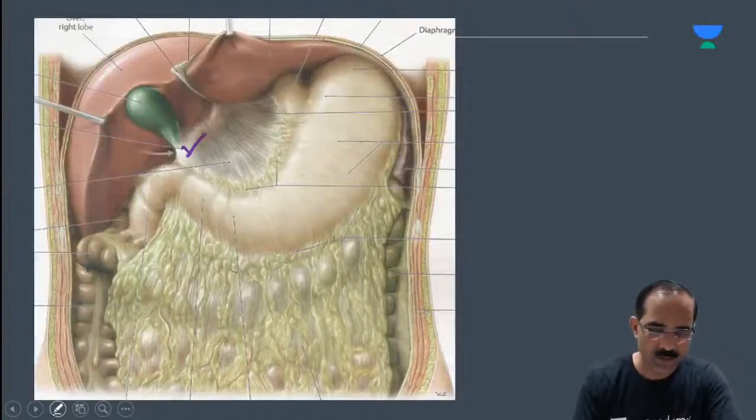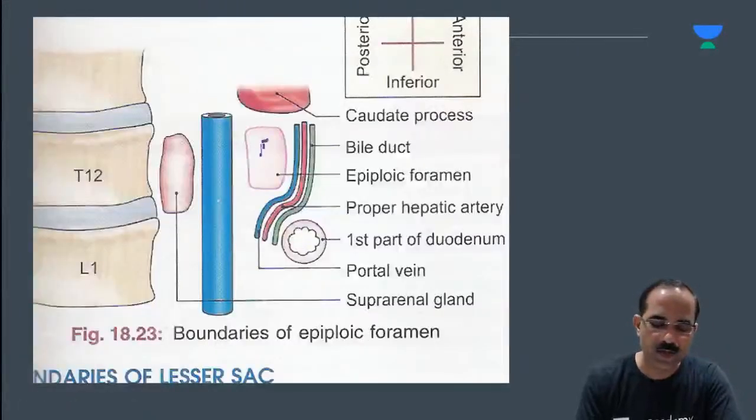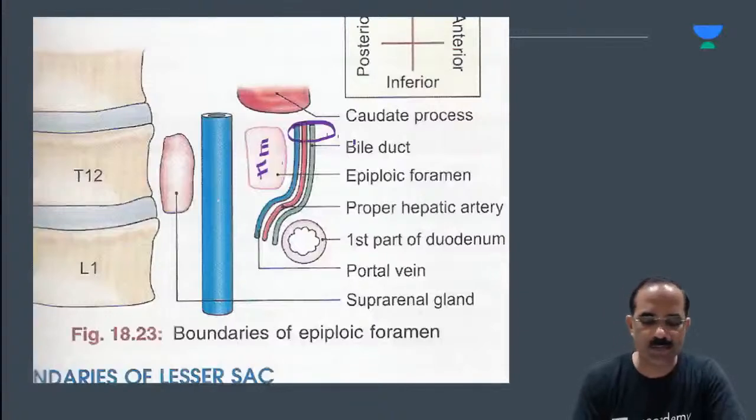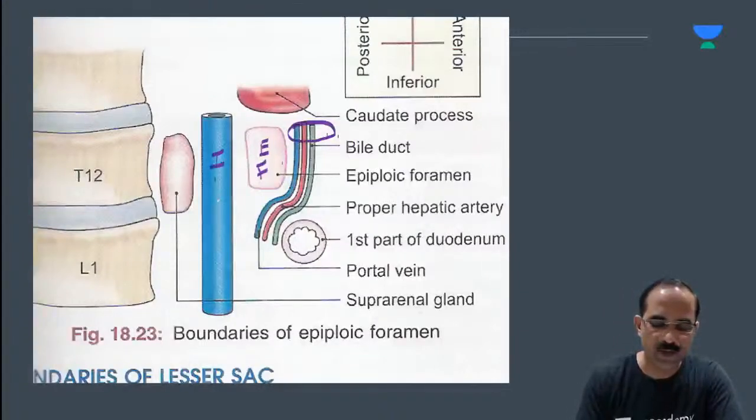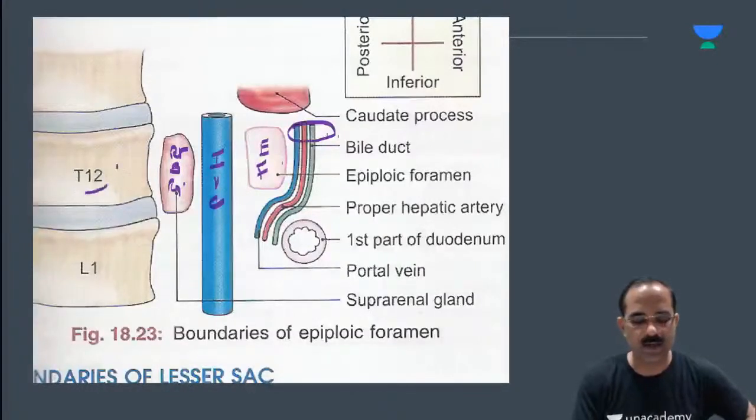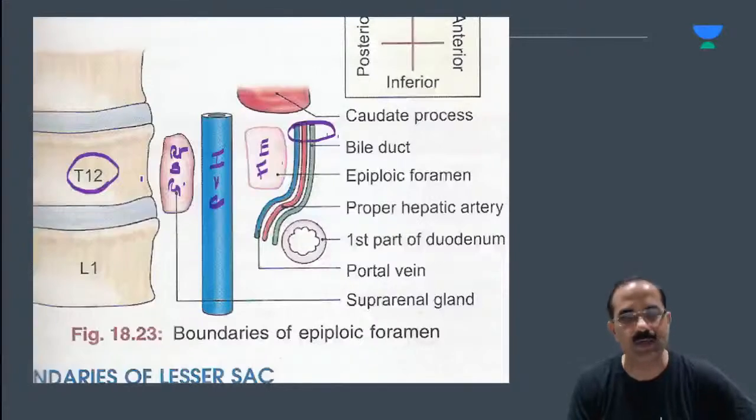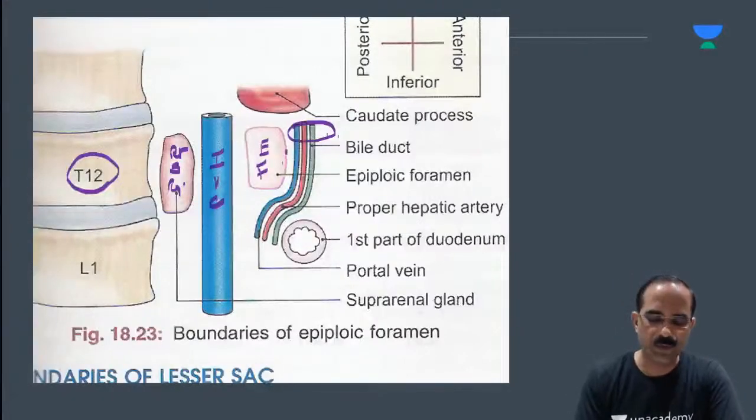Who's behind? What will be posteriorly? Just have a look. This is the epiploic foramen. Who is anterior? The three structures: hepatic artery, portal vein, bile duct. Who is immediately posterior? IVC. Then the right suprarenal gland and the body of T12 vertebra. So the posterior relations of the epiploic foramen are the IVC, the right suprarenal gland and the body of T12 vertebra.